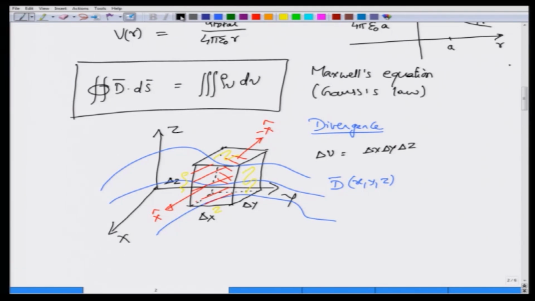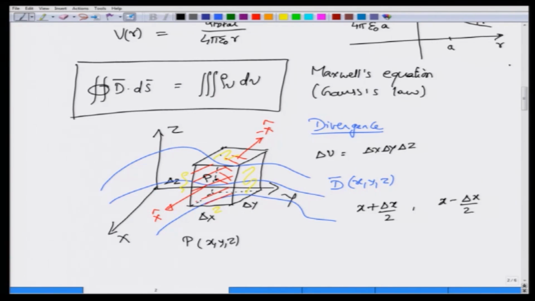This surface first of all is closed, which means I can apply the left hand side of Gauss's law. Now, I am going to assume that the positions of the front surface and the back surface are at x plus delta x by 2 and x minus delta x by 2, where x is any point in space. So, I am actually going to consider the center of this volume as x. If I call the center point P, then point P is defined by x, y and z.